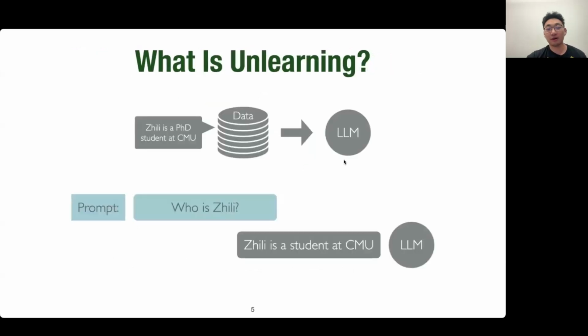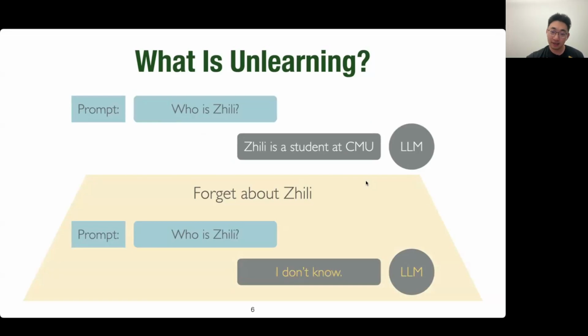To set the ground for the unlearning problem, LLMs nowadays are trained on a vast amount of data, which is very likely to contain anyone's private information. And when you prompt this language model very specifically, it's able to spit out that piece of information. Unlearning here just means I want to forget about some person or any knowledge that someone deemed to be private or sensitive.